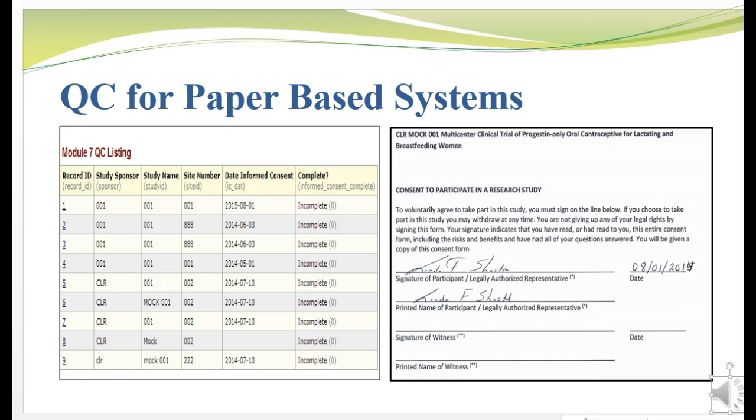Remember that in paper-based systems, we have the data recorded on a paper case report form or source document, and then that is entered into the database by data management. So in a paper-based system, what we really focused on was ensuring the CRF data was entered correctly. And the easiest way to perform this was to get a listing of the data and then compare that listing to the case report form itself. In the example above, I included a screenshot from a very simple QC listing from the REDCap database.